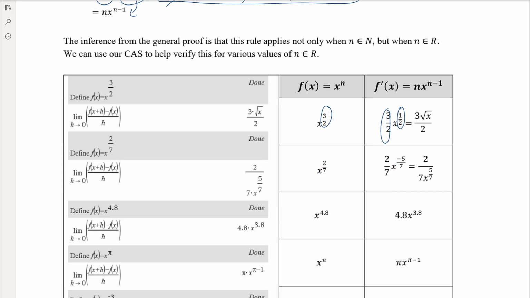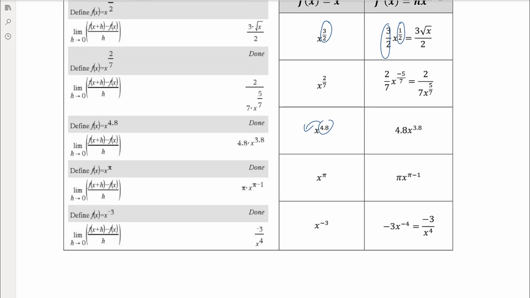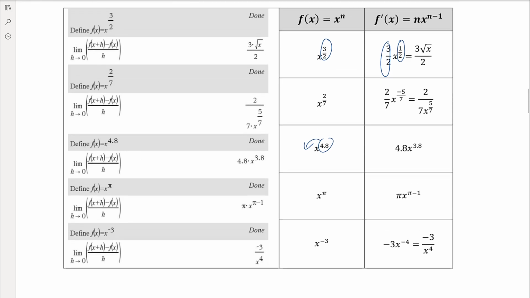Great. Okay. Again, multiply by 4.8, subtract 1 from 4.8, we get 4.8 x to the power of 3.8. So decimals, fractions, pi, okay? And what you're seeing here over in the CAS screenshot is me getting the CAS to actually do that derivative by first principles, okay? So if f of x is x to the power of pi, tell me what the limit as h approaches 0 of f of x plus h minus f of x all over h is, i.e. tell me what the derivative is.